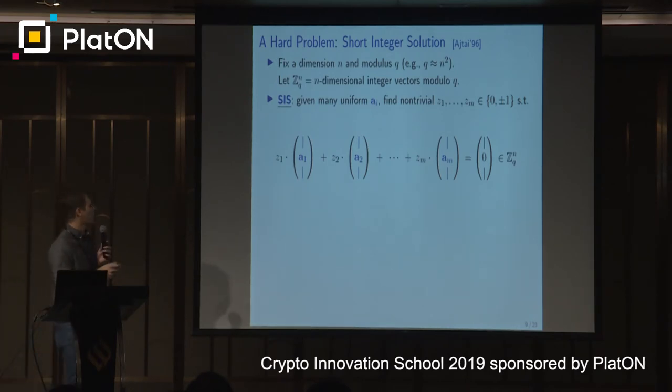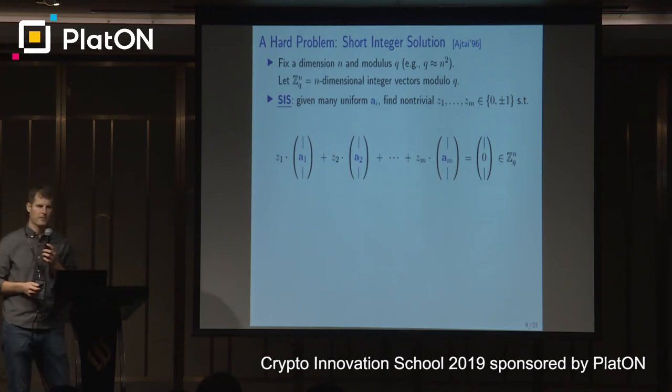That is, we are adding or subtracting or leaving out each of the vectors a1, a2, through am, and we would like them all to combine modulo q to add up to 0. So it may be that we take plus 1 of this, minus 1 of this, we leave this out by taking zm to be 0, and when we add all these up, we get 0. That's the solution.